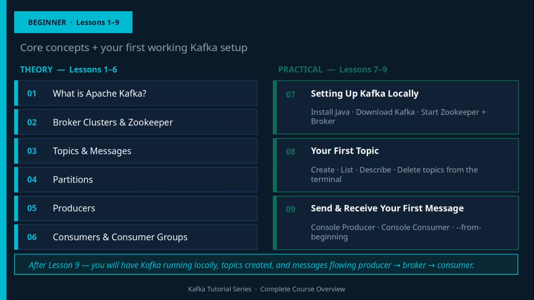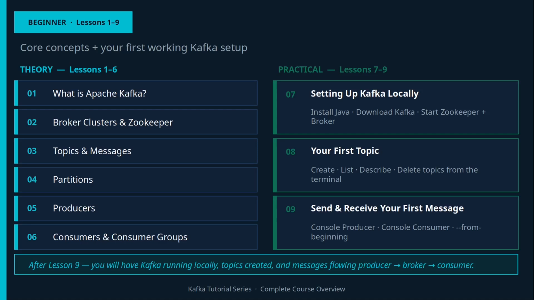The beginner section covers lessons 1 through 9 and has 2 parts, theory and practical. Theory lessons 1 to 6 build your foundation. Lesson 1 explains what Kafka is and why it exists. Lesson 2 covers broker clusters and Zookeeper, how multiple brokers work together and how they stay coordinated. Lesson 3 introduces topics and messages, the core data structure. Lesson 4 goes deep on partitions, how Kafka parallelizes storage and delivery.